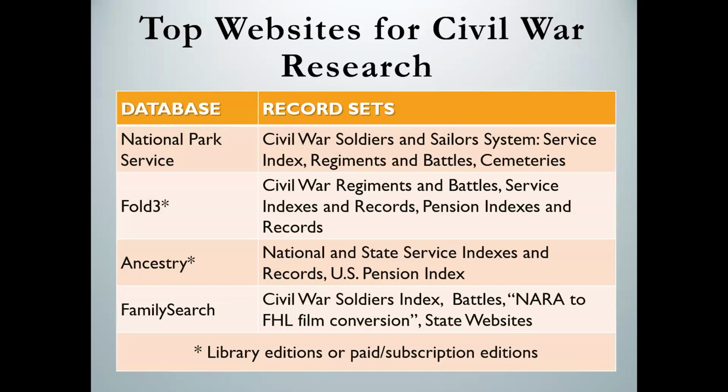And then we have FamilySearch. FamilySearch has a Soldiers Index. They have information about the battles. They also have this interesting page called NARA to FHL films. So if you have a National Archives film number, say M405, and you want to see if FamilySearch has that on microfilm, and if it's available to be viewed online, you can go into that page and they literally have it listed. Go down to M405 and you can see what the FHL film number is and look for that film number to find those as well.